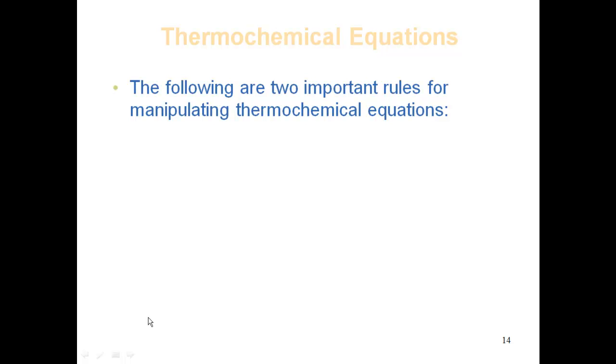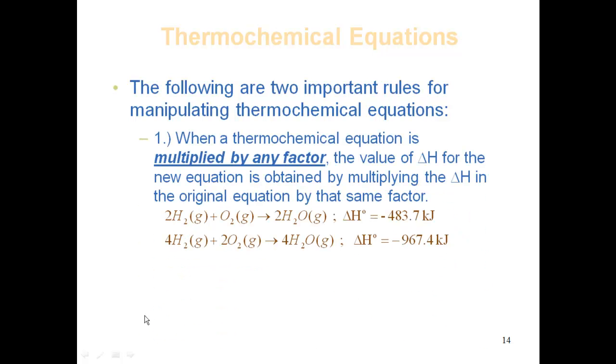The following are 2 important rules for manipulating thermochemical equations. You may recall we talked about this when we were dealing with K's, but we had different math involved there. When a thermochemical equation is multiplied by any factor, the value of delta H for the new equation is obtained by multiplying the delta H in the original equation by the same factor. Because of its extensive property, this is the case.